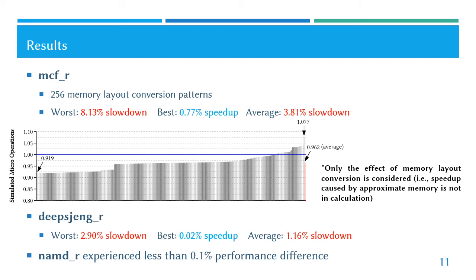DPSN-R experienced 2.91% slowdown in the worst case, 0.02% speedup in the best case, and 1.16% slowdown on average. NAMD-R did not experience much performance difference. Please refer to our paper and the extended version of it for more detailed experimental results.